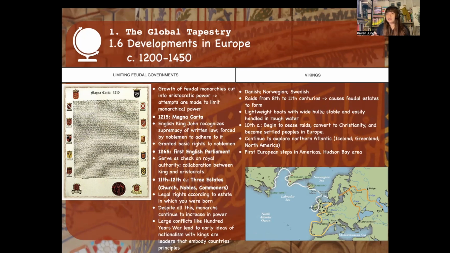In the 10th century, they began to stop raiding. They began to convert to Christianity, and they started settling down around enclaves in Europe. And they continued to explore the northern Atlantic. They discovered Iceland, Greenland, North America, and so on. They were among the first European steps taken in the Americas, in the Hudson Bay area.